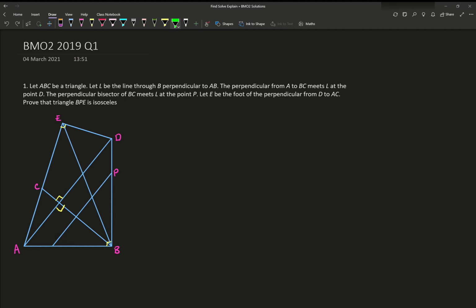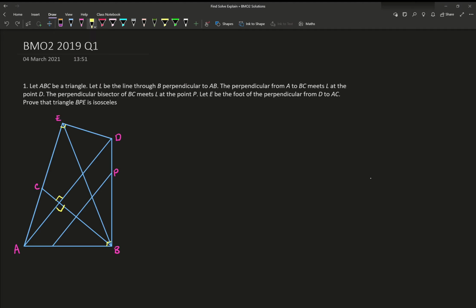The perpendicular bisector of BC meets L at the point P. So this is the perpendicular bisector, and this, of course, is P. Let E be the foot of the perpendicular from D to AC. So this is the perpendicular, and this is E. Prove that triangle BPE is isosceles.